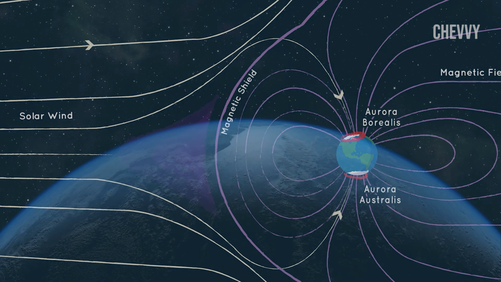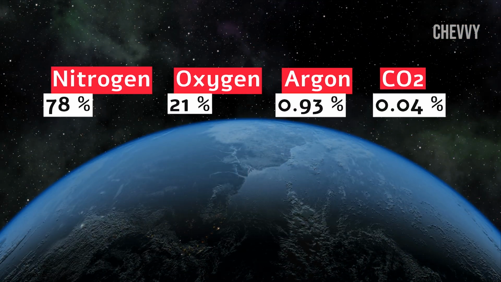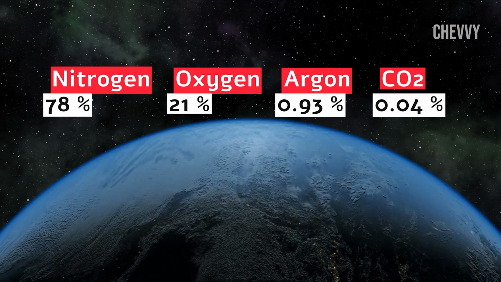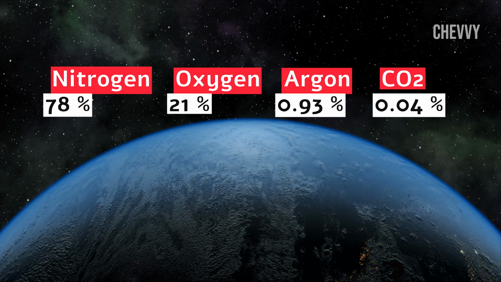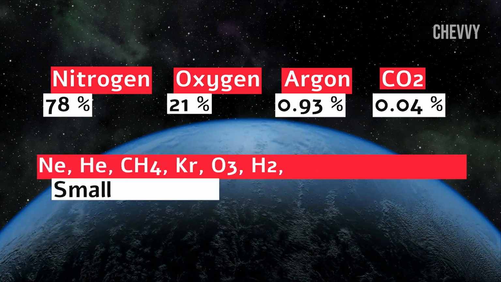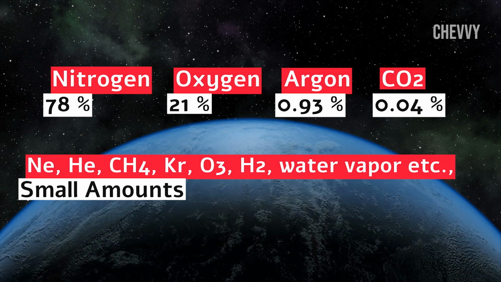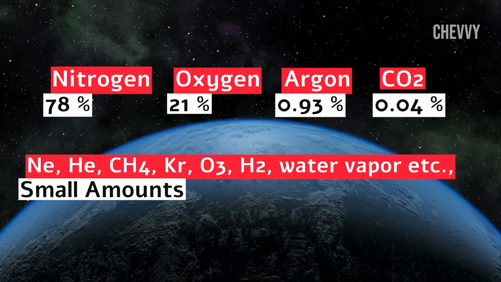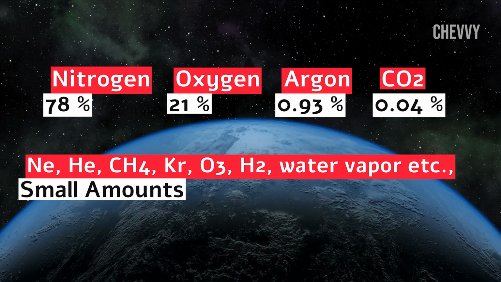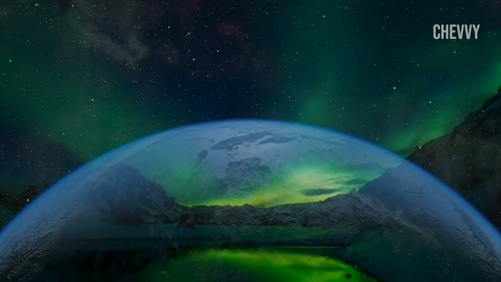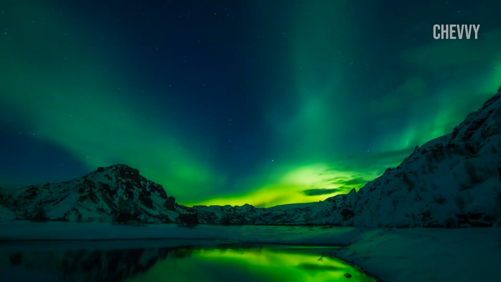The Earth's atmosphere contains approximately 78% nitrogen, 21% oxygen, 0.93% argon, 0.04% carbon dioxide. Neon, helium, methane, krypton, ozone, hydrogen, water vapor etc. are also present in the atmosphere in small amounts. The most common aurora color is green.